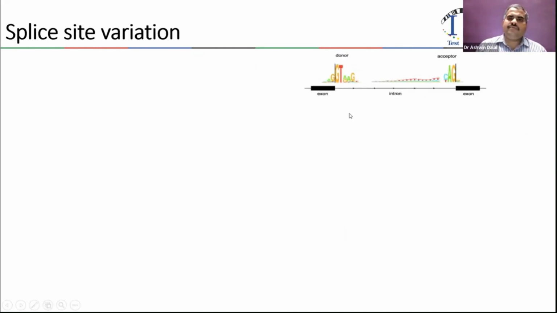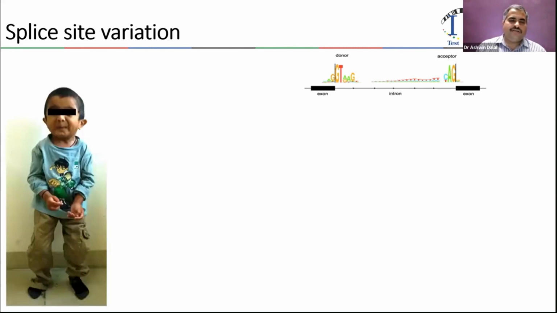Next, we go on to the splice site mutations. In splice site mutations, we have the GT and AG, which are the consensus splice sites. So any mutation in this particular region can lead to altered splicing. So a splice site mutation is also considered a loss of function mutation or a severe mutation.